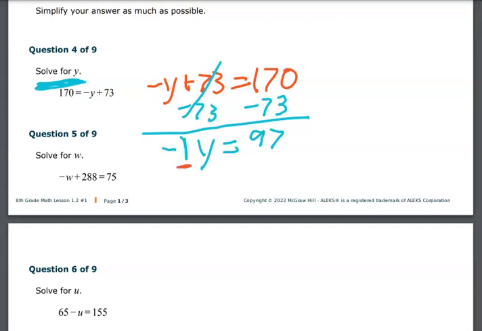So how do we get rid of it? Well, we're going to get rid of it simply by dividing by negative 1. And that means we have to divide this by negative 1, because what I do to one side, I always have to do to the other. So this becomes y equals negative 97. And that's my answer.